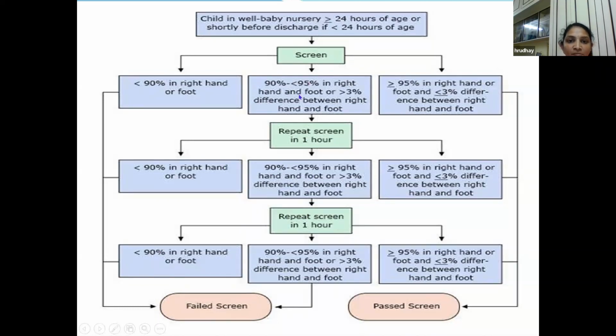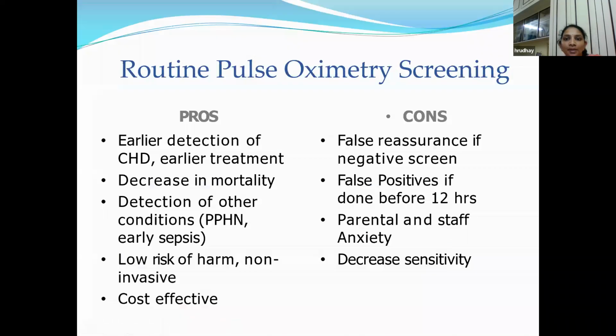If it is between 90 to 95%, repeat after 1 hour, and if it is still between 90 to 95%, repeat again after 1 hour. Even at that time, after two repeats with a 1 hour gap, it is a failed screen, get an echocardiography. At any other time, if it is more than 95% or less than 3% difference between the right hand and the foot, then it is a pass. We need to give a gap of 1 hour between the screens. So more than 2 times, if you find 90 to 95%, it is called a failed screen.